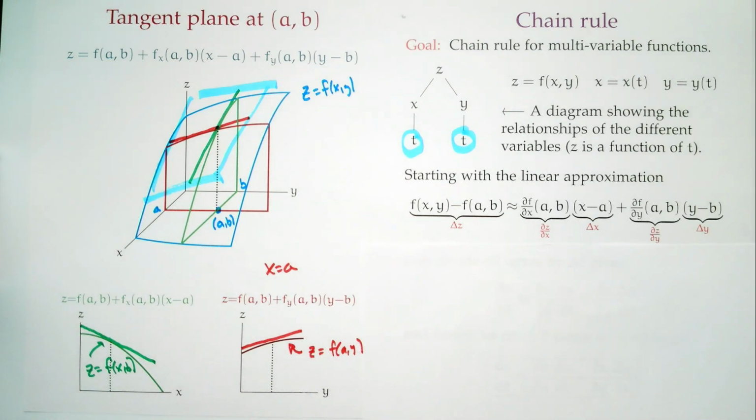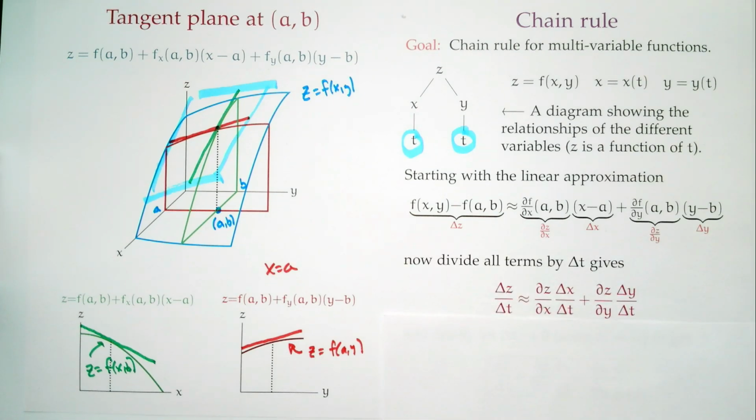Now we're going to do something not very surprising, which is divide everything by delta t. So we can say that delta z over delta t is approximately partial z partial x times delta x over delta t plus partial z partial y times delta y over delta t. Well, what's our next thing to do? Where do we go? Now we go to limits.